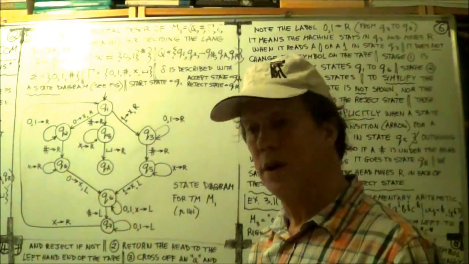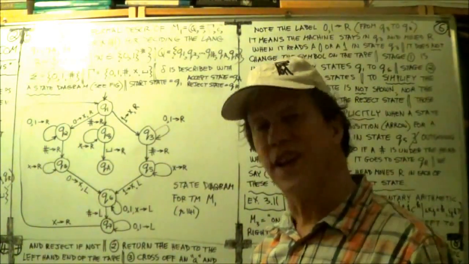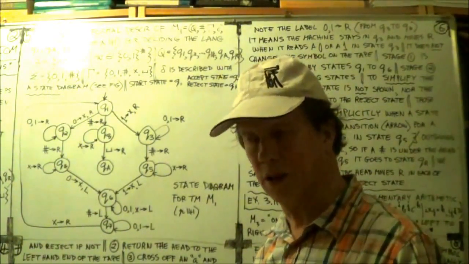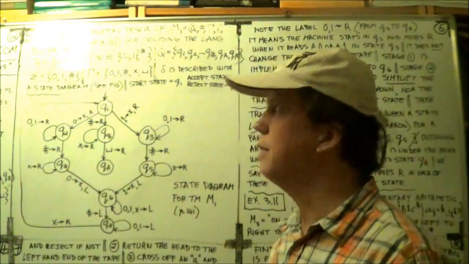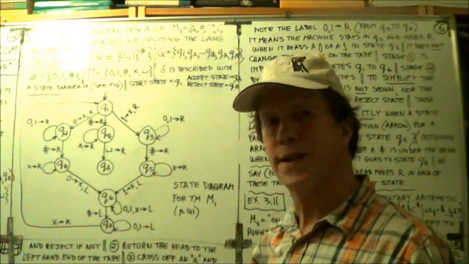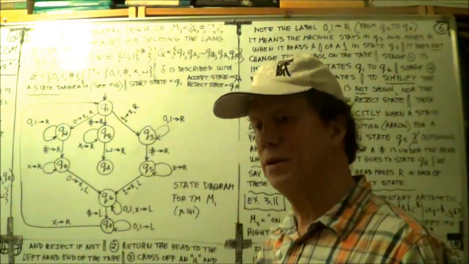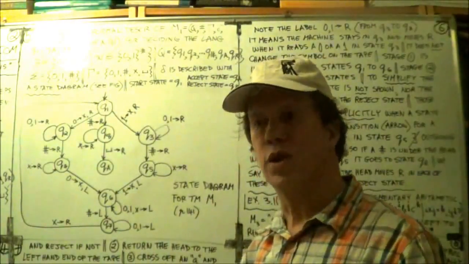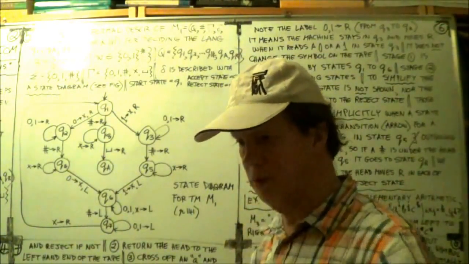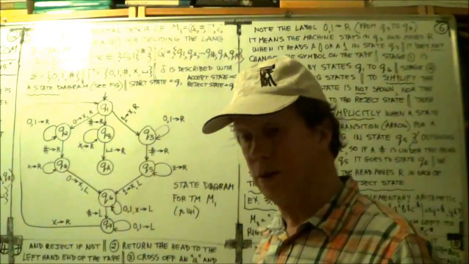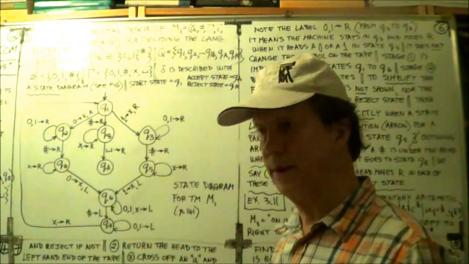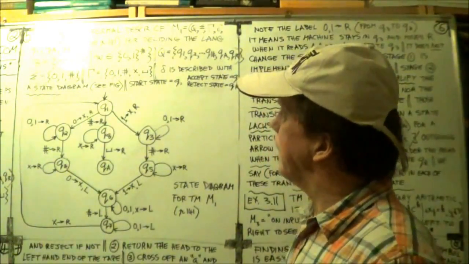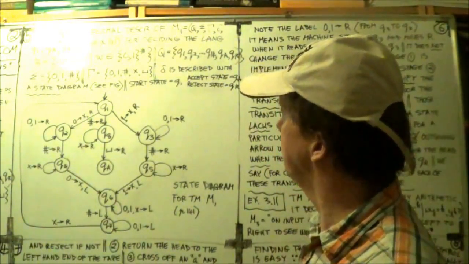And your task is to create a decider, meaning a Turing machine that decides that language. In other words, all strings of this form will be accepted by that Turing machine, and all strings not of this form will be rejected by the Turing machine. In other words, the Turing machine decides all strings. Okay. Right.